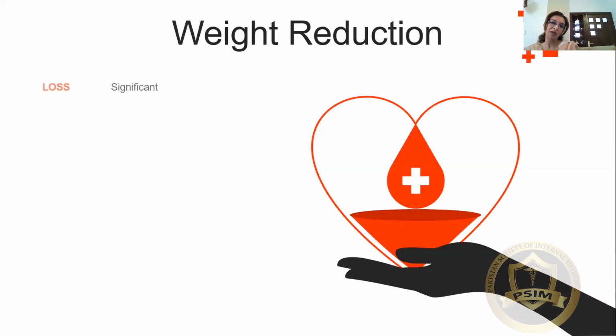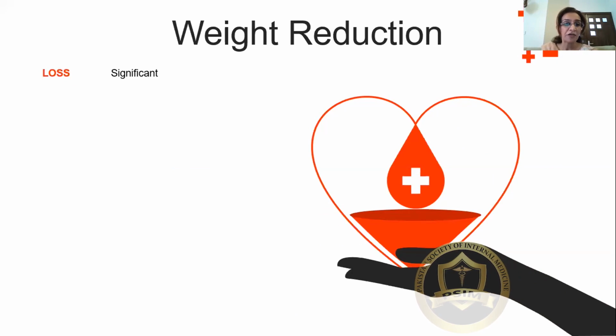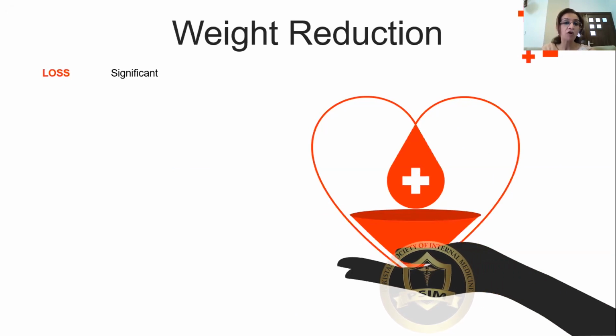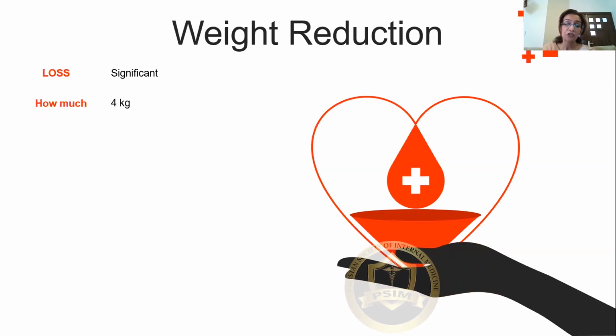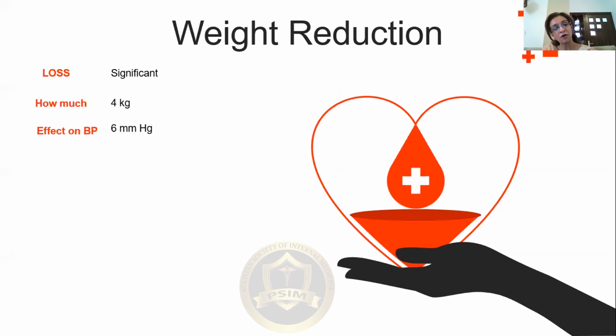Just a bit about weight reduction. Weight reduction causes a significant fall in blood pressure, but you require at least 4 kilograms of weight loss to have a 6 millimeters of mercury systolic fall in blood pressure.